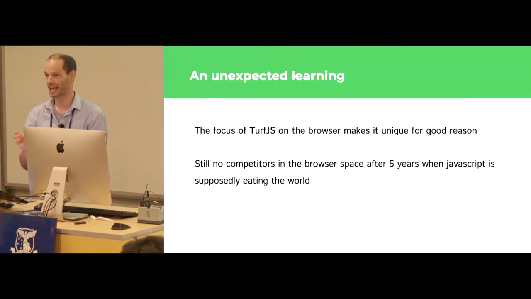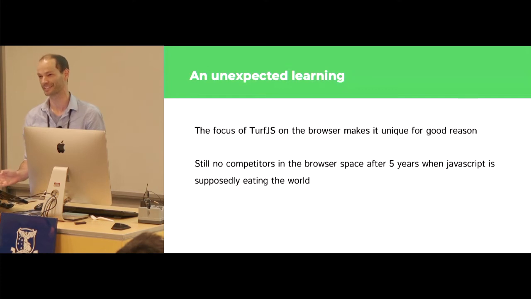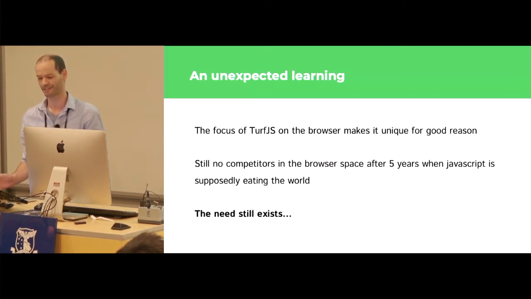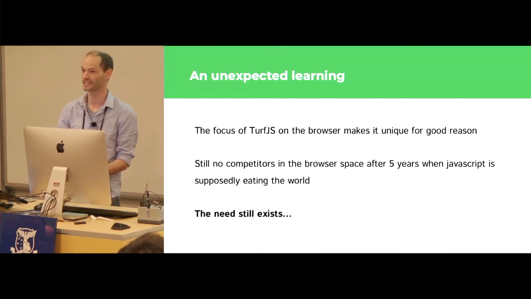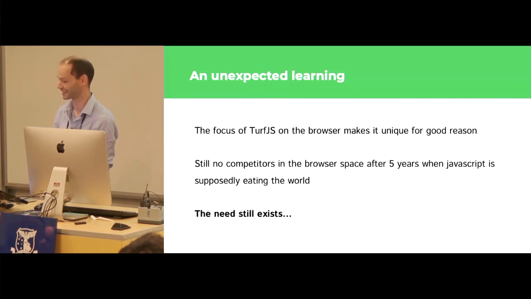And at the moment, JavaScript is supposedly eating the world. There's a bazillion competing JavaScript libraries for everything, except pretty much for spatial analysis. There's nothing else that's really come to the fore over the past few years. And so I think there is still a need there. People still need something like TurfJS if they want to be able to do geospatial analysis in the browser.